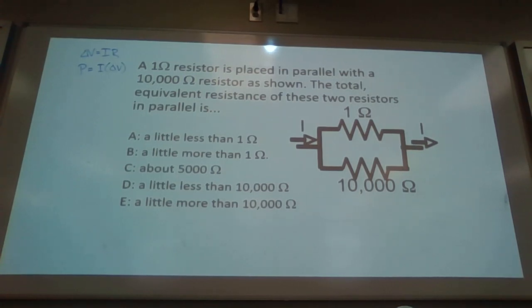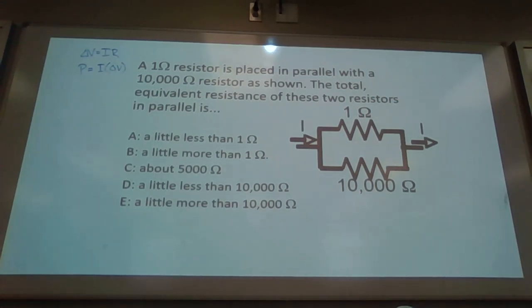Tell your neighbor. 1 over 1 plus 1 over a million. You could plug this into your calculator. Remember to find the reciprocal, because you're equal to 1 over R.